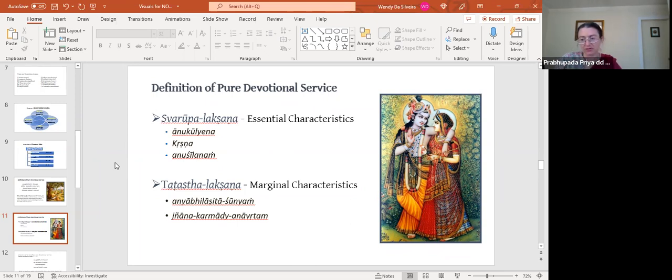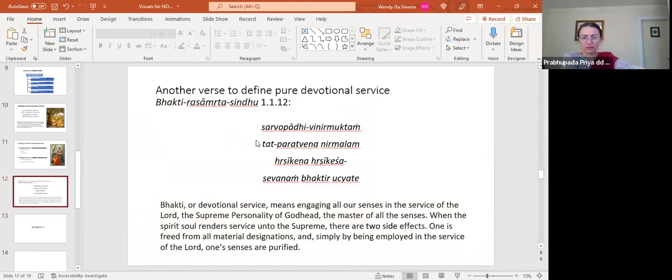Okay, so we're coming to the end of our time, and that's basically the main points from the introduction. Srila Prabhupada finishes by quoting this second verse, which is also a memorization verse for y'all. Sarvopadhi-vinirmuktam tat-paratvena nirmalam, hrishikena hrishikesha-sevanam bhaktir ucyate, which explains that bhakti or devotional service means engaging all our senses in the service of the Lord, the Supreme Personality of Godhead, who is the master of all the senses.